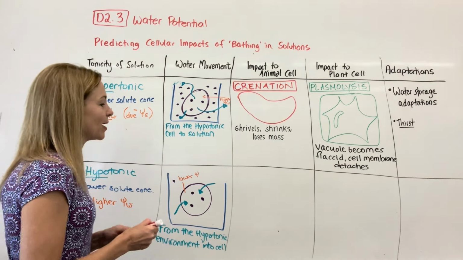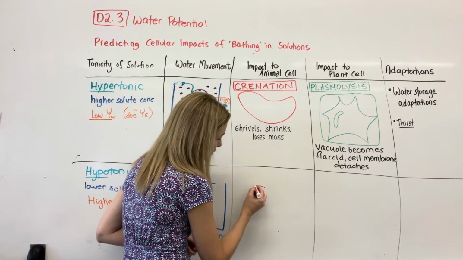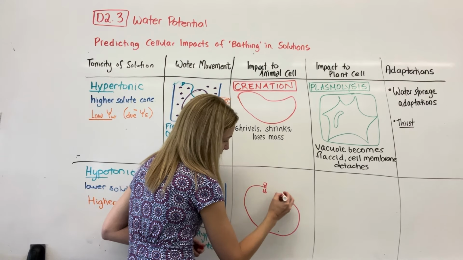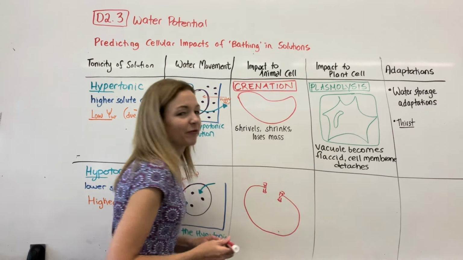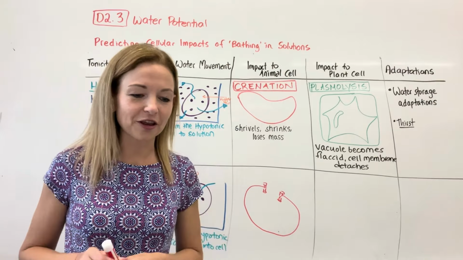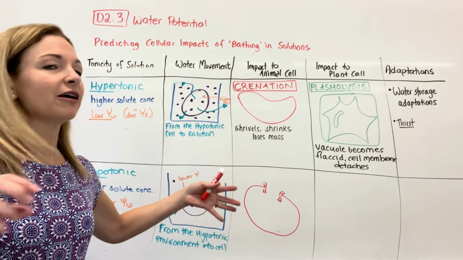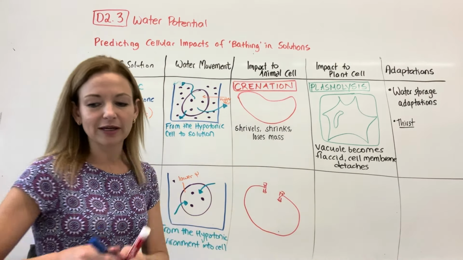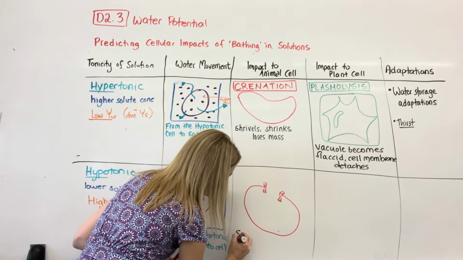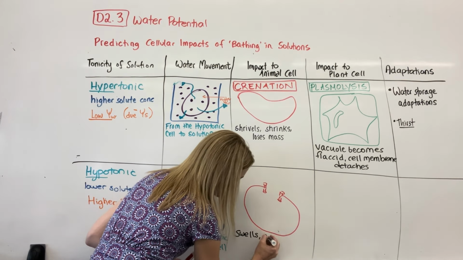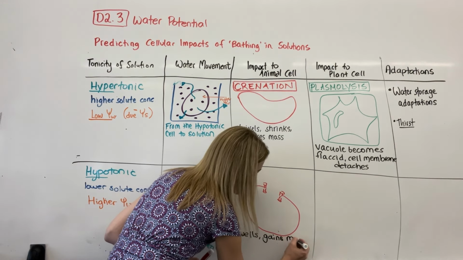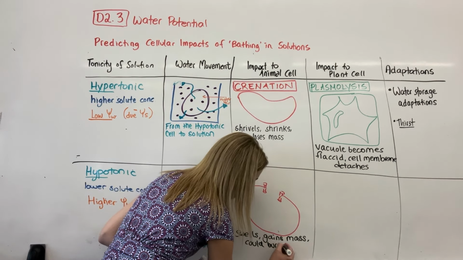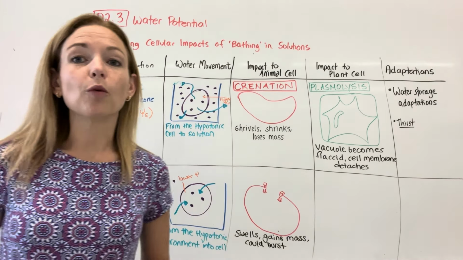So if we are talking about an animal cell, eventually it will expand so much that it will actually put pressure on the cell membrane. So I'm drawing two little phospholipids that can no longer touch each other. So as the water is going in, eventually it's going to rupture that. So it's going to swell, it's going to gain mass, and eventually it's going to burst. Now it may not burst, so it depends on how hypotonic the solution is. But in pure water, it would burst.